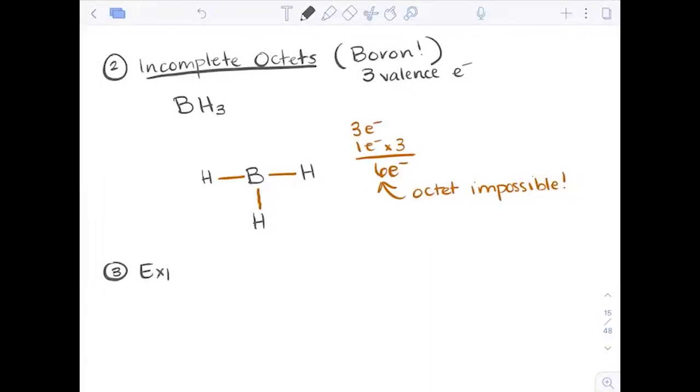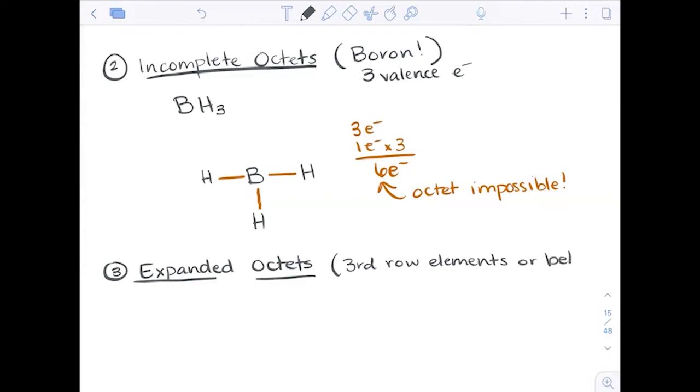Expanded octets also occur. Oh boy. With expanded octets, 3rd row elements or below can expand their octet.